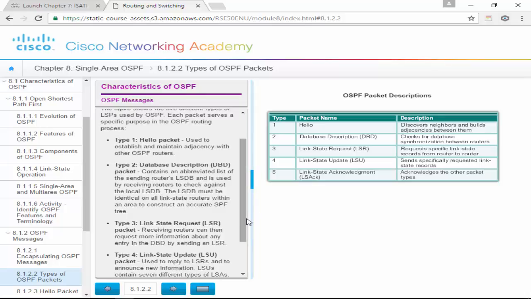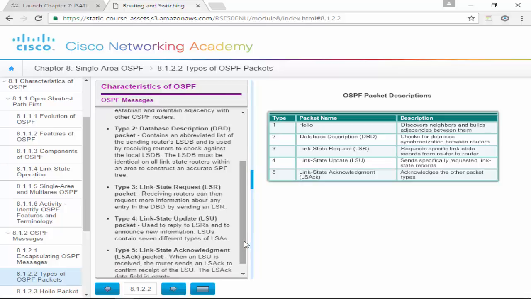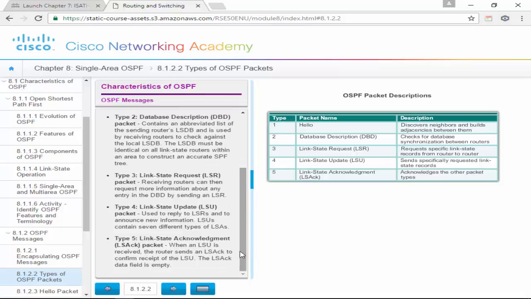So then we have a link state request. Receiving routers can request more information about any entry in the database description packet by sending a link state request. Type 4, a link state update, is used to reply to the link state request. So if someone wanted more information, they would then receive an LSU, and then a link state acknowledgement acknowledges that they received the link state update.